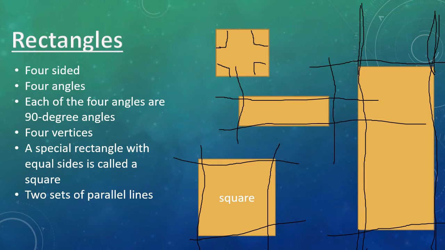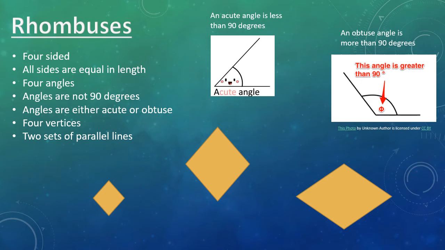Moving on to the next quadrilateral, a rhombus. Now for the rhombus, we're going to talk about those other angles that are not 90 degrees. An acute angle is an angle that is less than 90 degrees. We call those acute. Angles that are more than 90 degrees are called obtuse. So this quadrilateral is called a rhombus. People also call this a diamond.